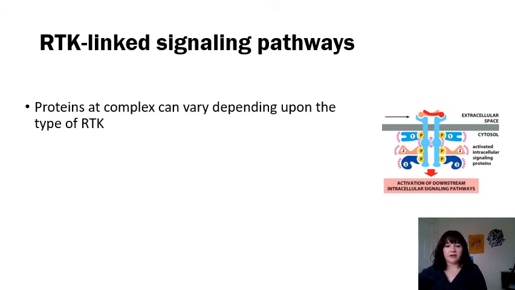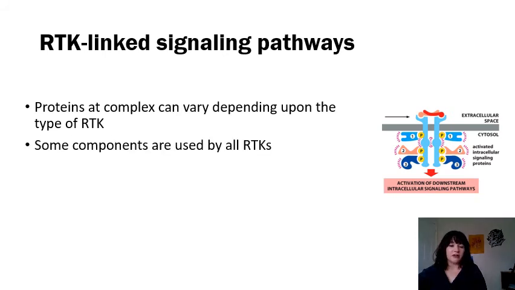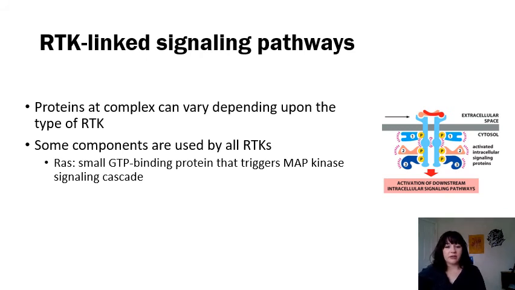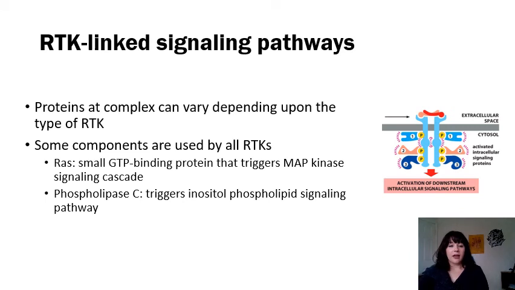So what happens once this receptor tyrosine kinase gets activated? Now there are a wide variety of pathways that can be activated by receptor tyrosine kinases. However, there are some components, some pieces of this pathway that are consistent across all the different types. The first component we're going to talk about is called RAS. This is a GTP binding protein involved in the MAP kinase signaling cascade. And we have our familiar phospholipase C.